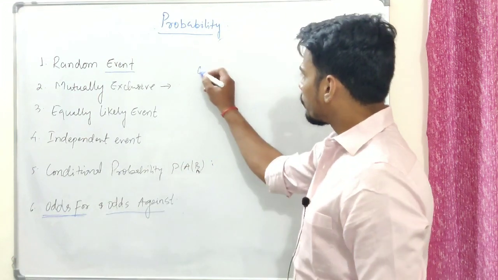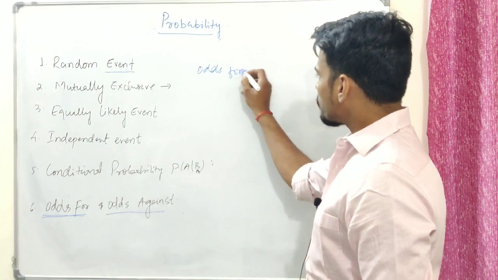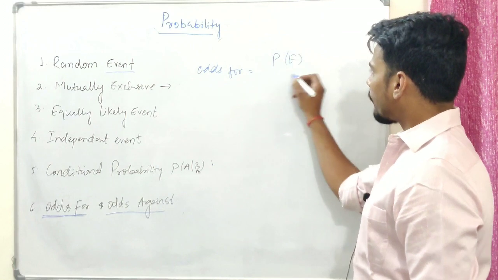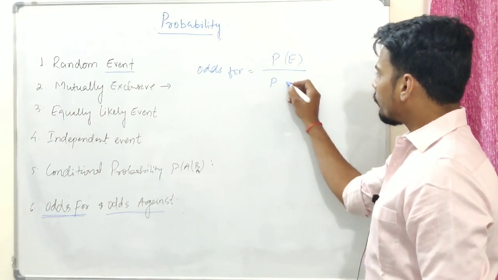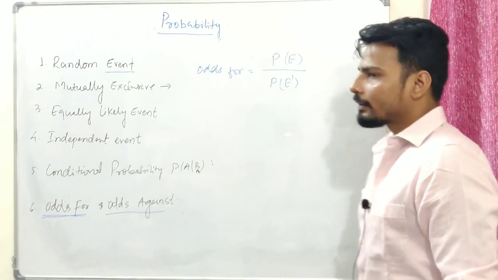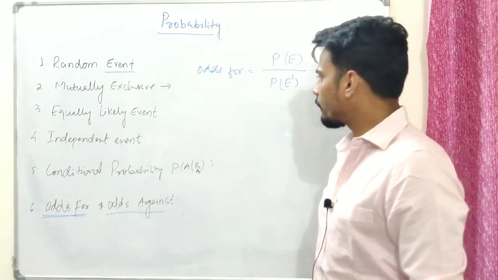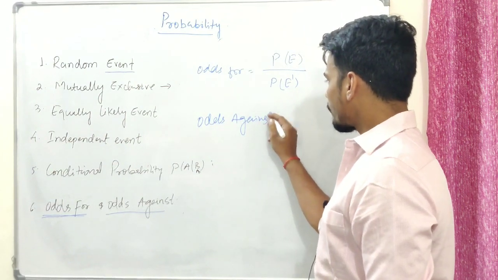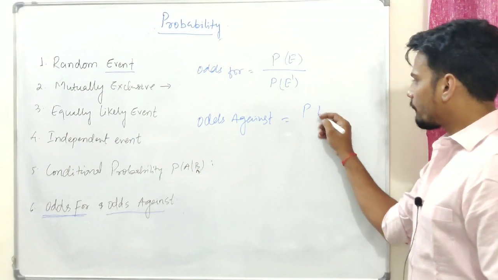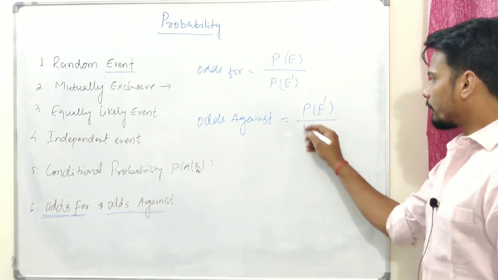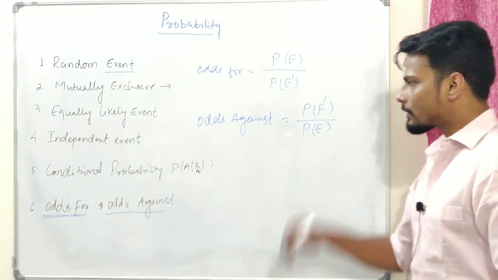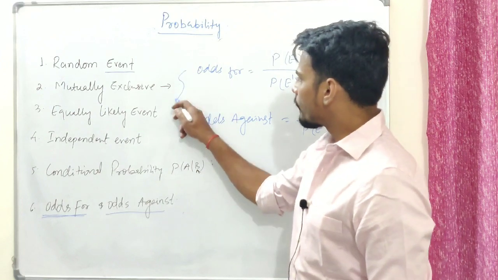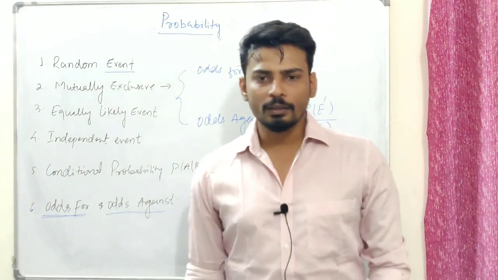So how do we write that? Odds for, that is in support, will be written as the probability of happening of that event over the probability of not happening of that event. That's called odds for. Then we have odds against. That will be given as the probability of not happening of that event over the probability of happening of that event. That's called odds against.